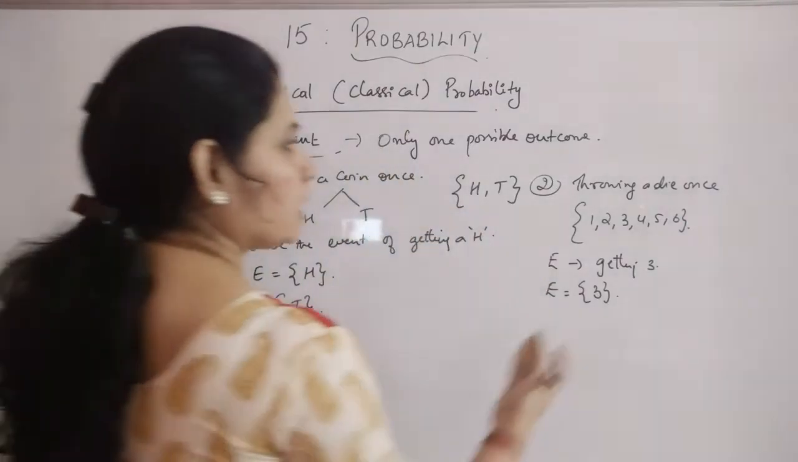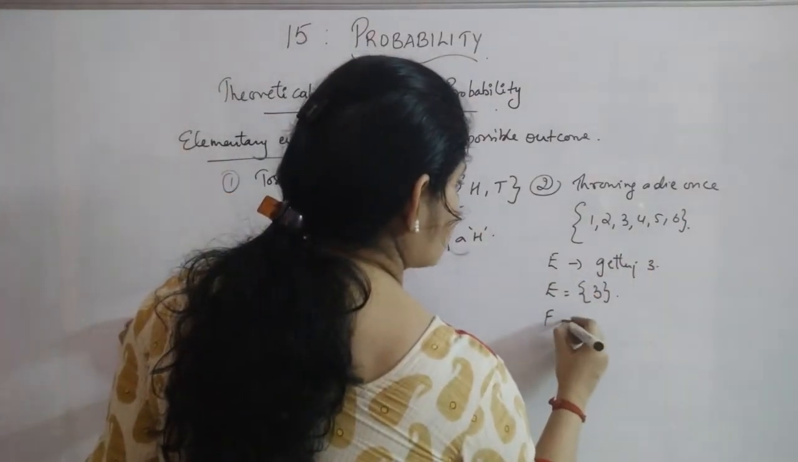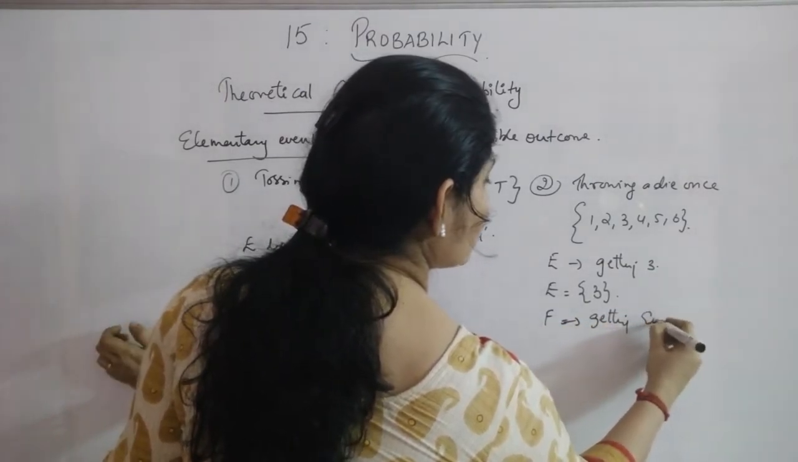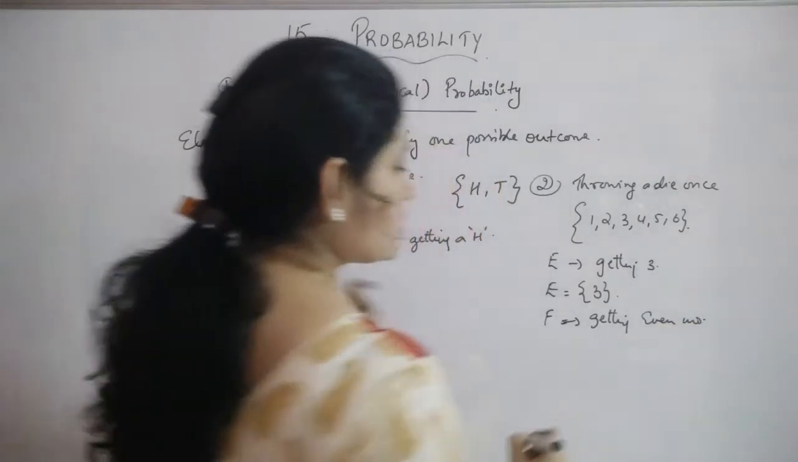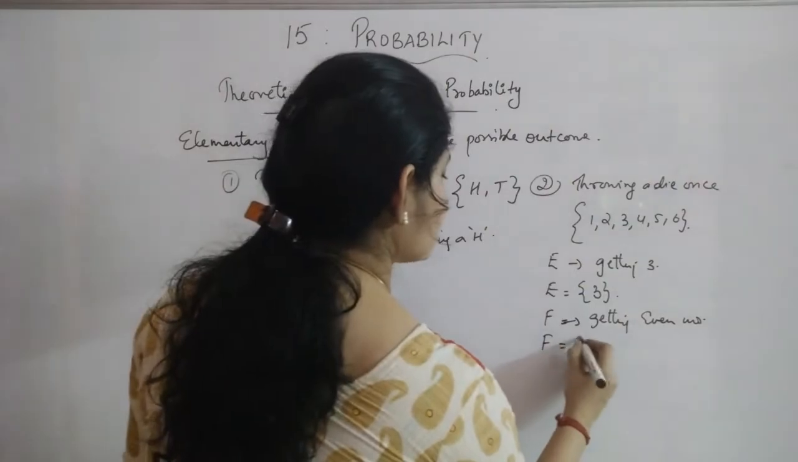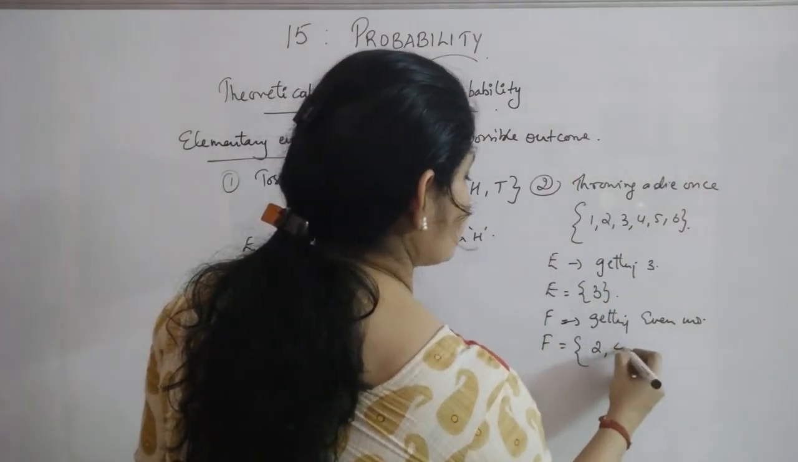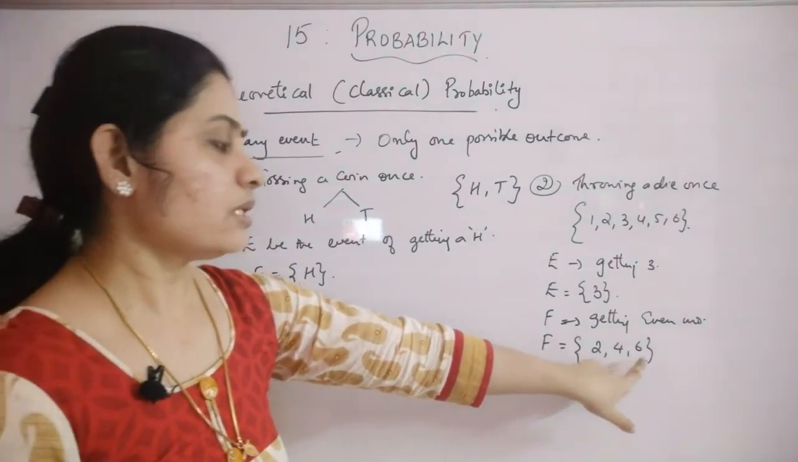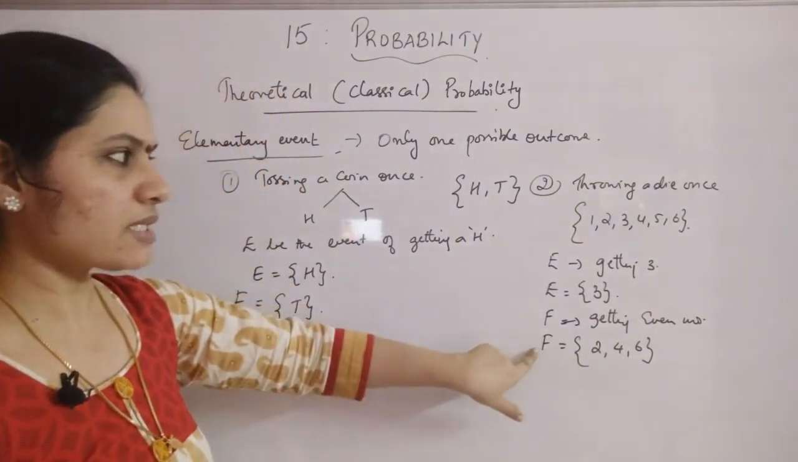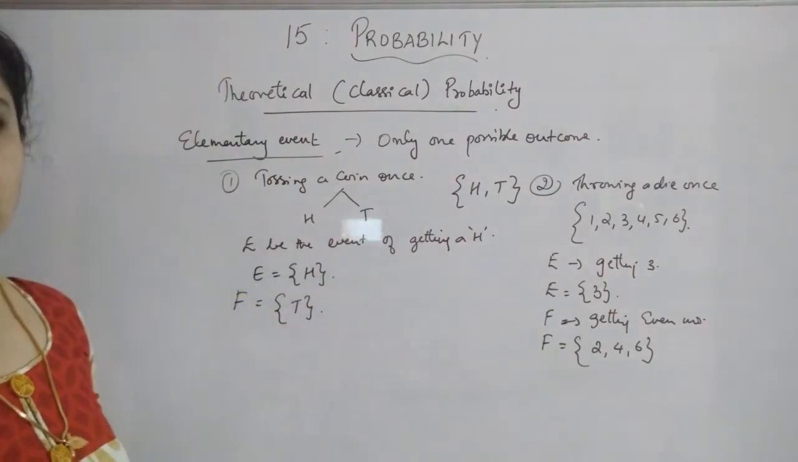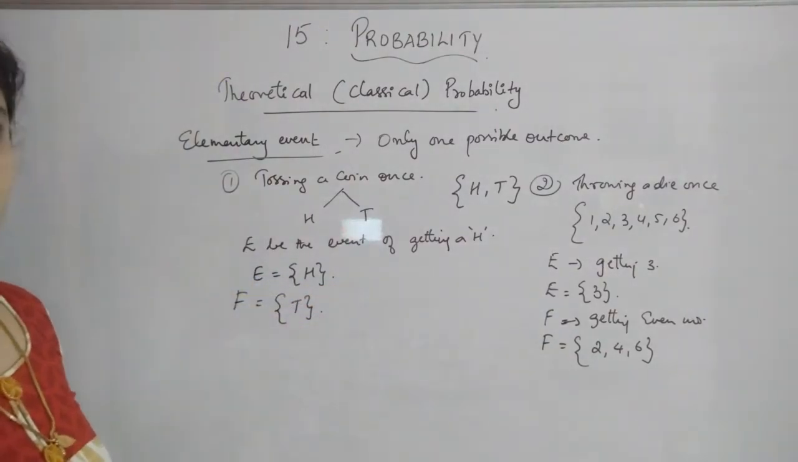Now if I am taking F as the event of getting even numbers, then for getting even numbers in this set, I will get F as 2, 4, 6. So this contains 3 elements. Okay, so if this contains more than one element, then I will say that this is not an elementary event. So now you understood the difference between what is an elementary event and what is not.